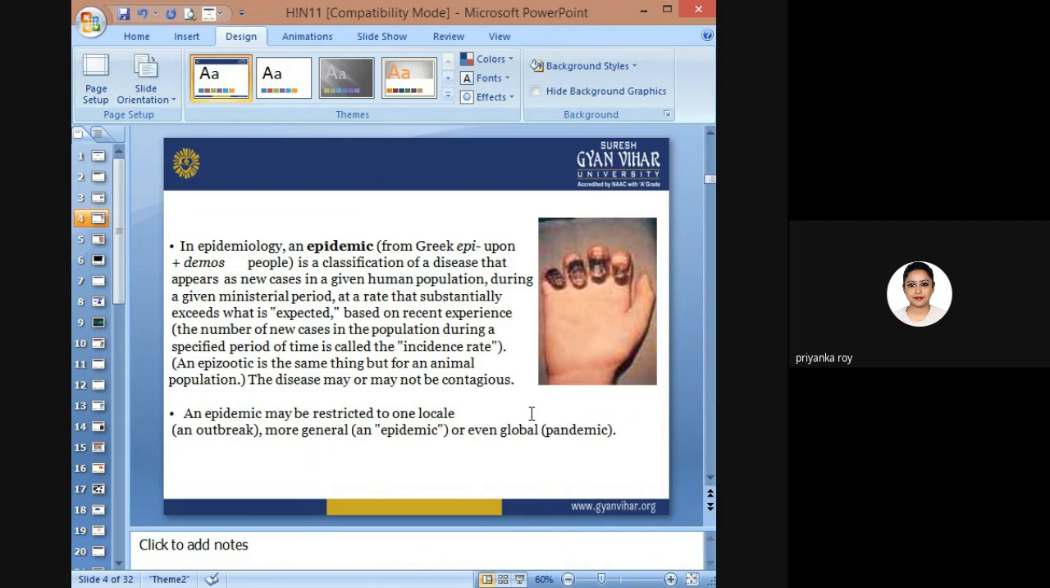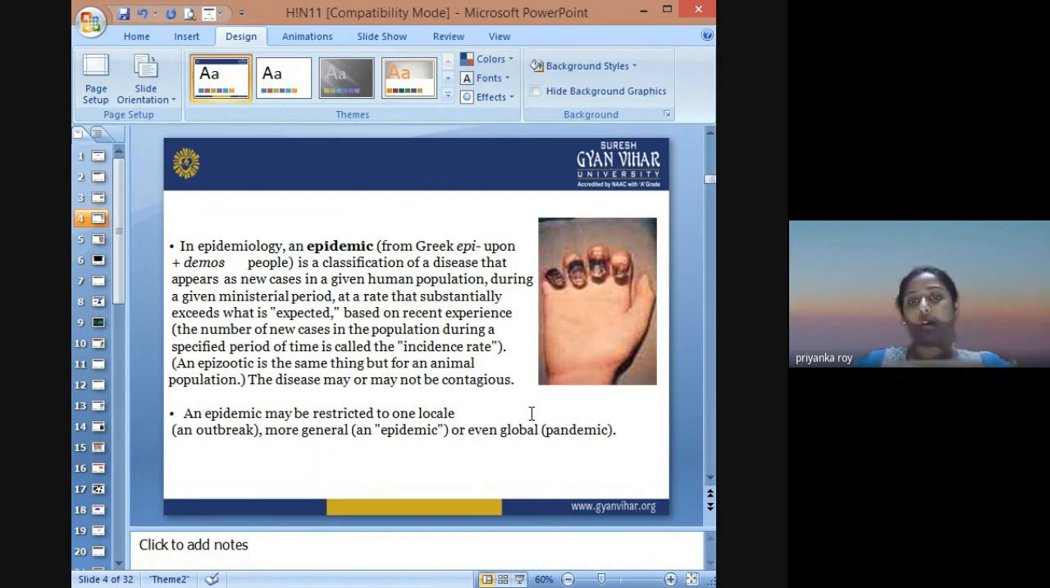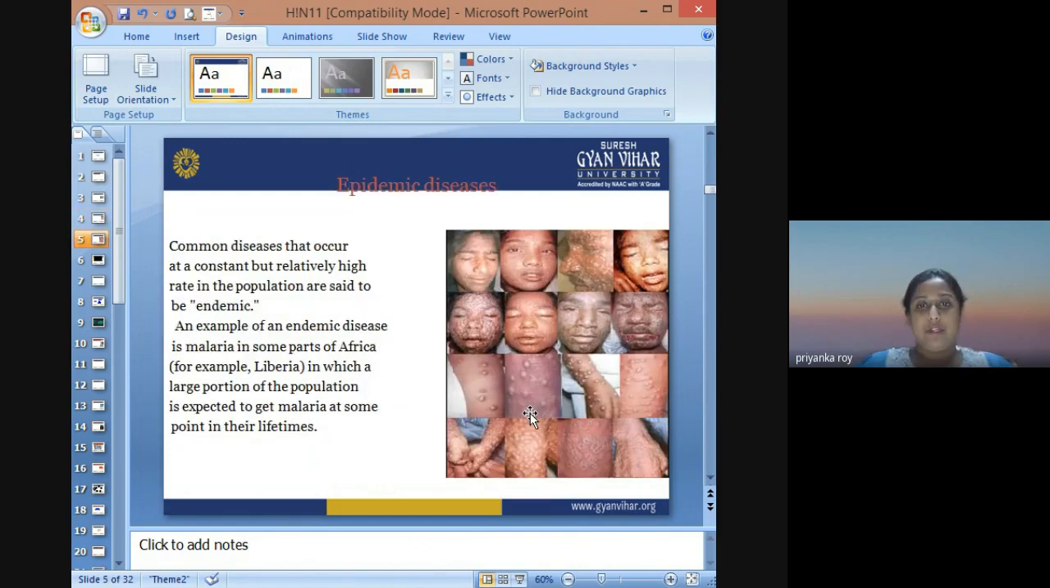So a disease outbreak may be restricted to one local outbreak or more than that. A local outbreak becomes an endemic, more than a local outbreak becomes an epidemic, and a global, worldwide outbreak of the same disease is called a pandemic. Because of corona, people now commonly use the term pandemic. Common diseases that occur at a constant but relatively high rate in a particular population are said to be endemic.